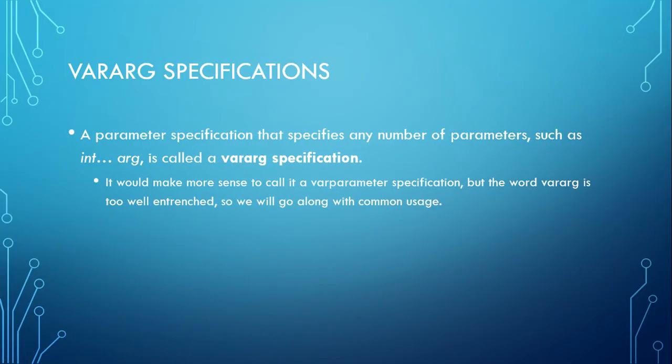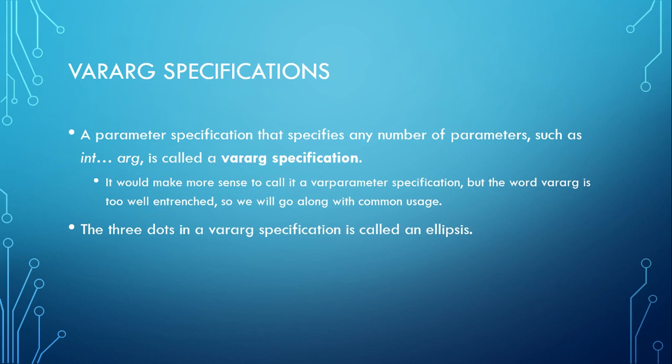So let's talk about varargs specifications. Now a parameter specification that specifies any number of arguments, such as int... arg, is what's known as a vararg specification. While it would make more sense to call it a var parameter specification, the word vararg has been too well entrenched in programming conventions, so we're just going to go along with the common usage of it.